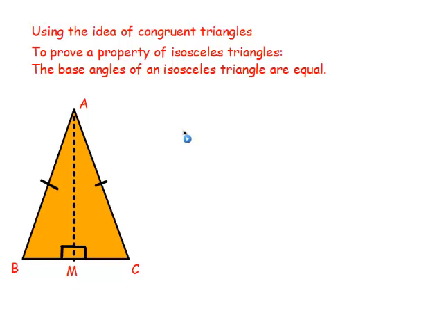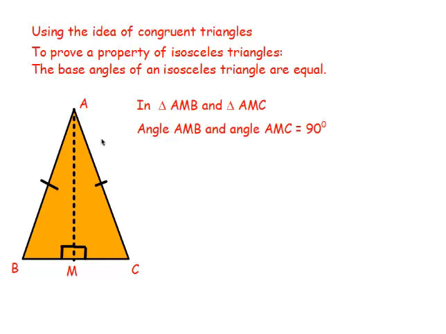Now there are two triangles, AMB and AMC. Now, angle AMB and angle AMC are 90. We constructed this line such that they were. So that's one corresponding pair in both those triangles. Secondly, AB is equal to AC. That's given because it's an isosceles triangle.